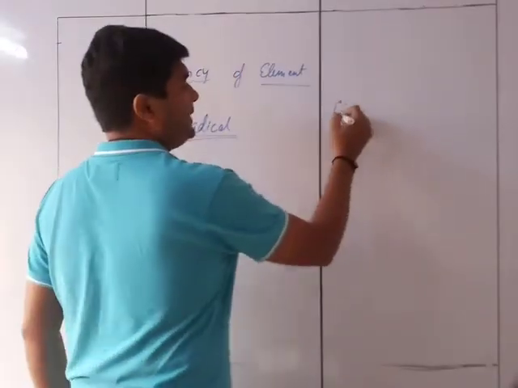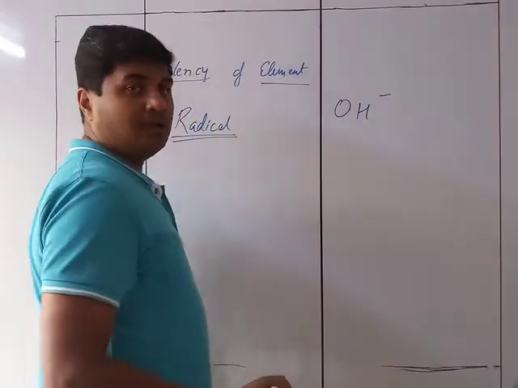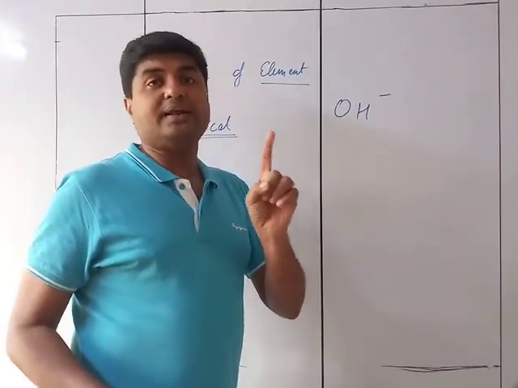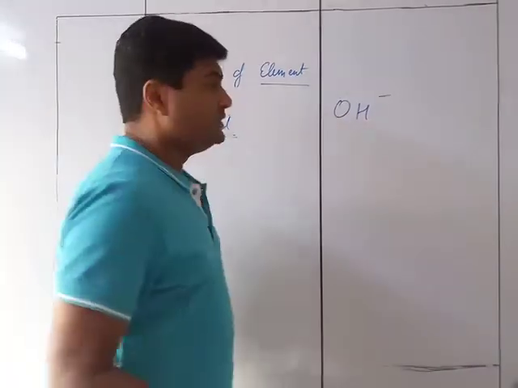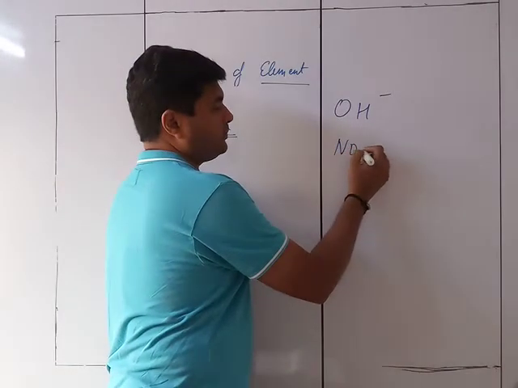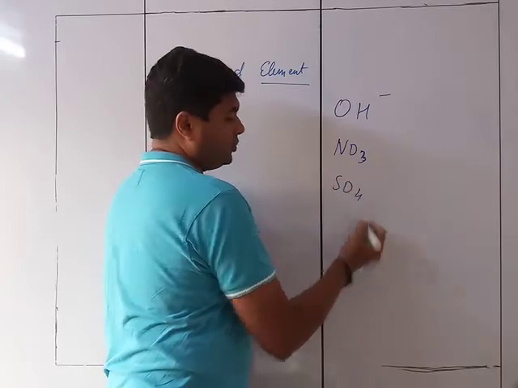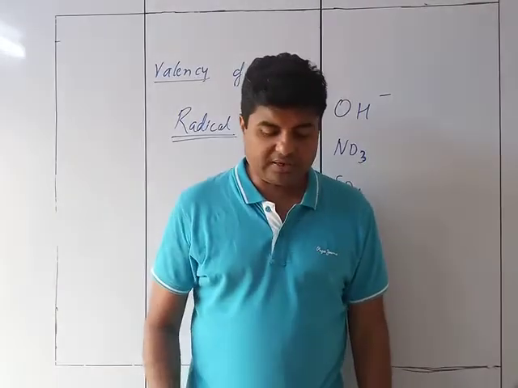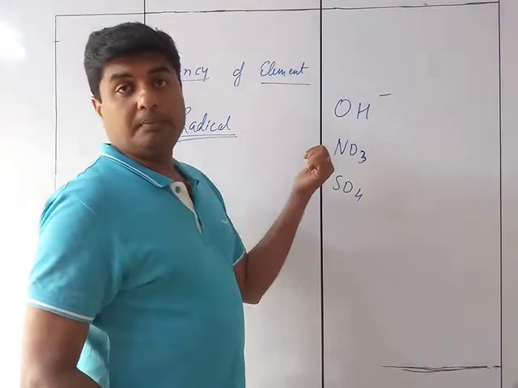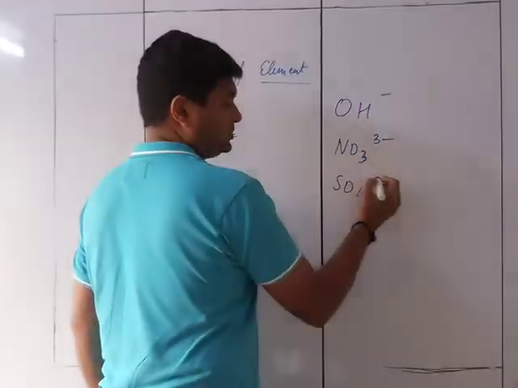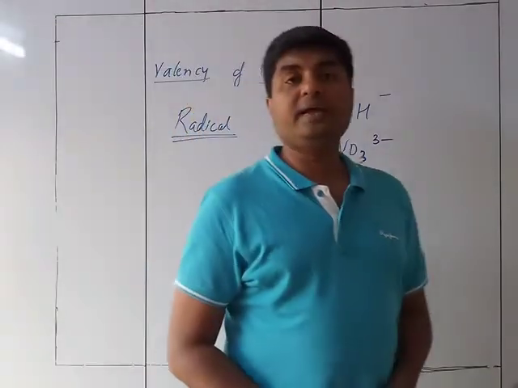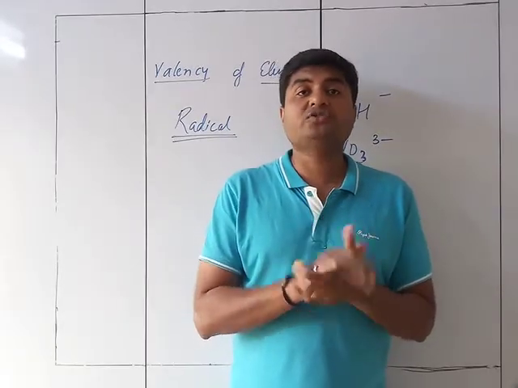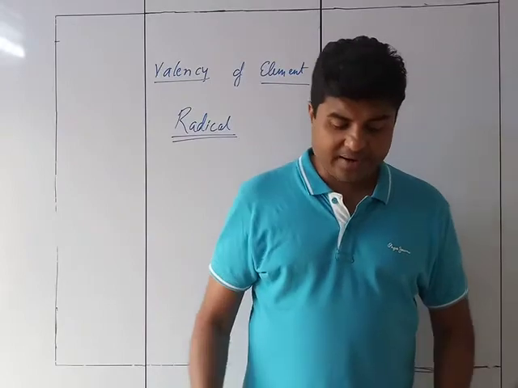For example, it could be OH, which is OH minus. OH is hydroxide, a combination of hydrogen and oxygen, and it has one valency, that is, it requires one electron to complete its orbit. Similarly, there could be nitrate, or sulfate, SO4. All these are radicals, and each of them has its own valency. Nitrate will have valency -3, sulfate -2. So a radical is a group of atoms which behaves as a single unit and has its own valency.